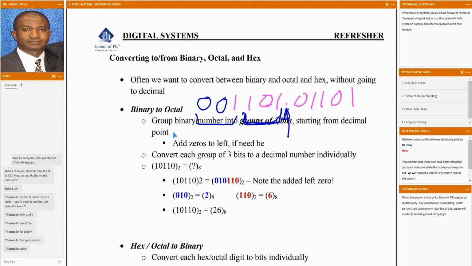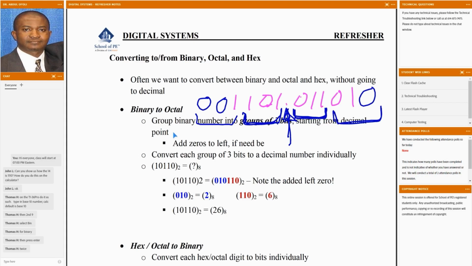For the fraction side, we still start from the radix point, and then we move to the right-hand side. We get the first 3 bits, and then the next one is only 2. So we pad it with a 0, because when you pad with a 0 on the right-hand side, you have not changed anything. And then this will be our next group of 3. This is what we mean by grouping in bits of 3. That is step number 1.